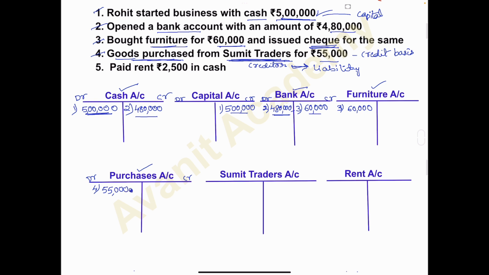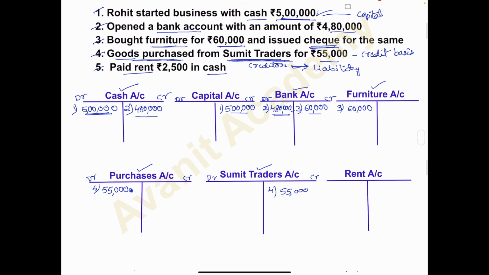From whom have they purchased these goods? Sumit Traders. Sumit Traders is a creditor. So we'll write the name of the creditor, that is Sumit Traders account. Sumit Traders is a creditor and increase in liability is to be credited. So we'll write on the credit side of the Sumit Traders account 55,000. Clear?